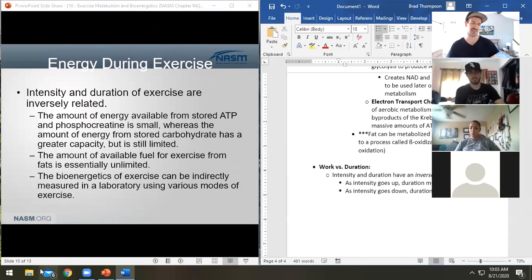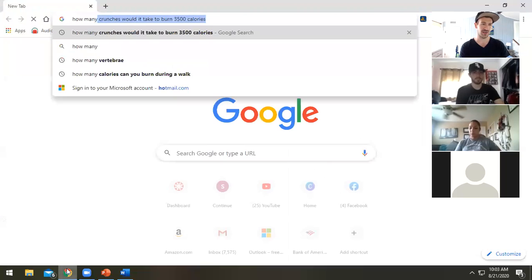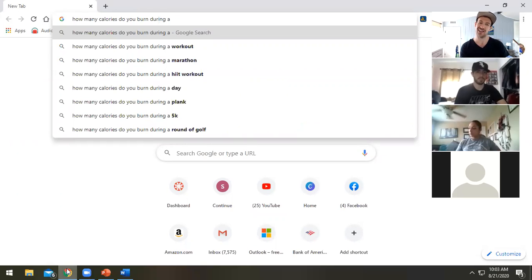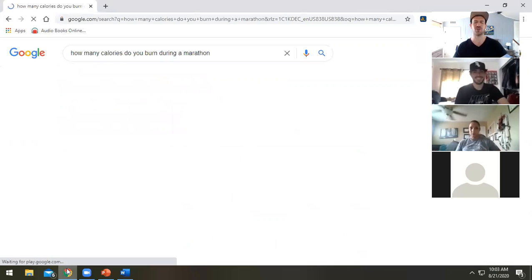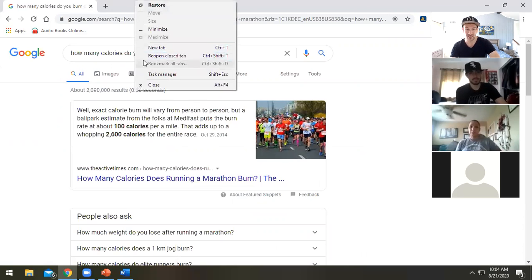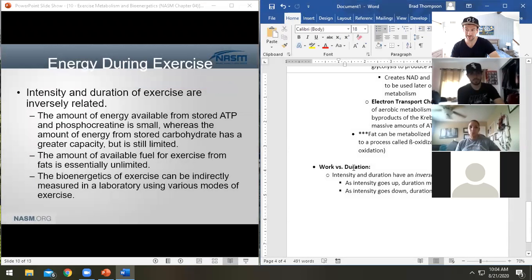Let's see here. I'd be curious how many calories you burn during a marathon. Of course, Google. Yeah, maybe a whopping 2,600. If you burn about 100 calories a mile, that could be up to 2,600. It's close, right? But still, you'll probably have passed out before then. If you really only have 10% body fat and you really did burn through your glycogen, chances are your body's just going to go, all right, well, we're done.